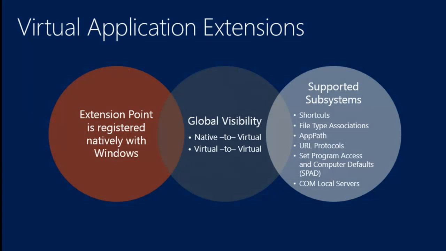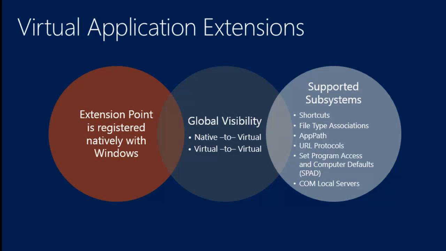So let me walk through a couple of those new extended features. Let's start with virtual application extensions. In AppV 4.6, you would have shortcuts and file type associations where you could start the application from. That was the interaction point of the user.